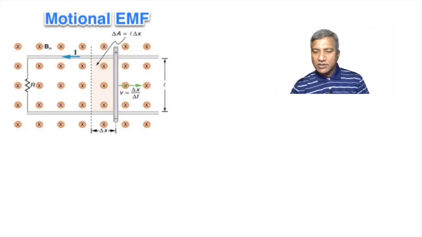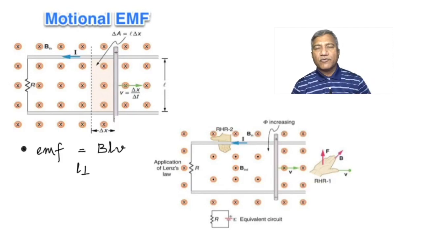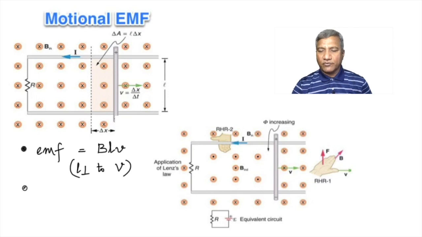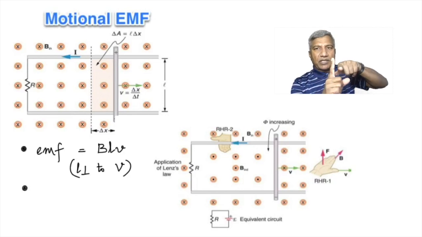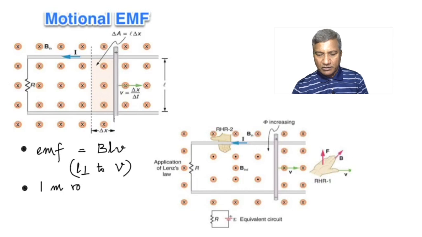And the induced EMF is actually given by the product of the strength of the magnetic field, which is B, the length of the conductor, and the velocity with which it's moved. And this is the formula when the conductor is moving perpendicular to the magnetic field. Okay, just the product of these three when it's perpendicular.